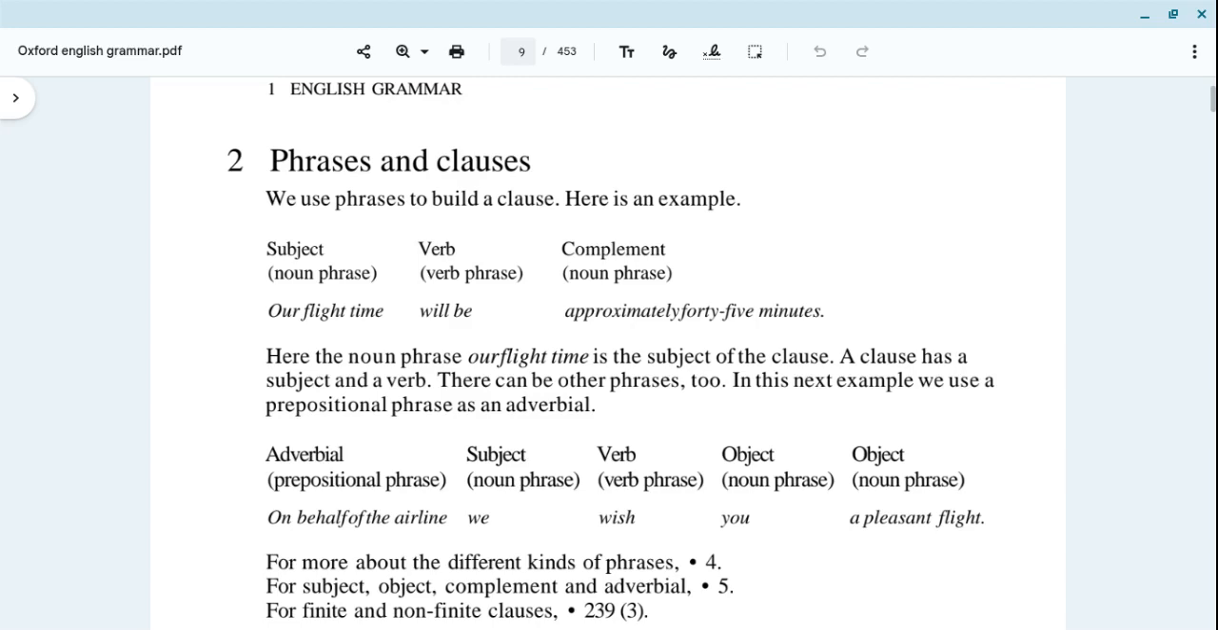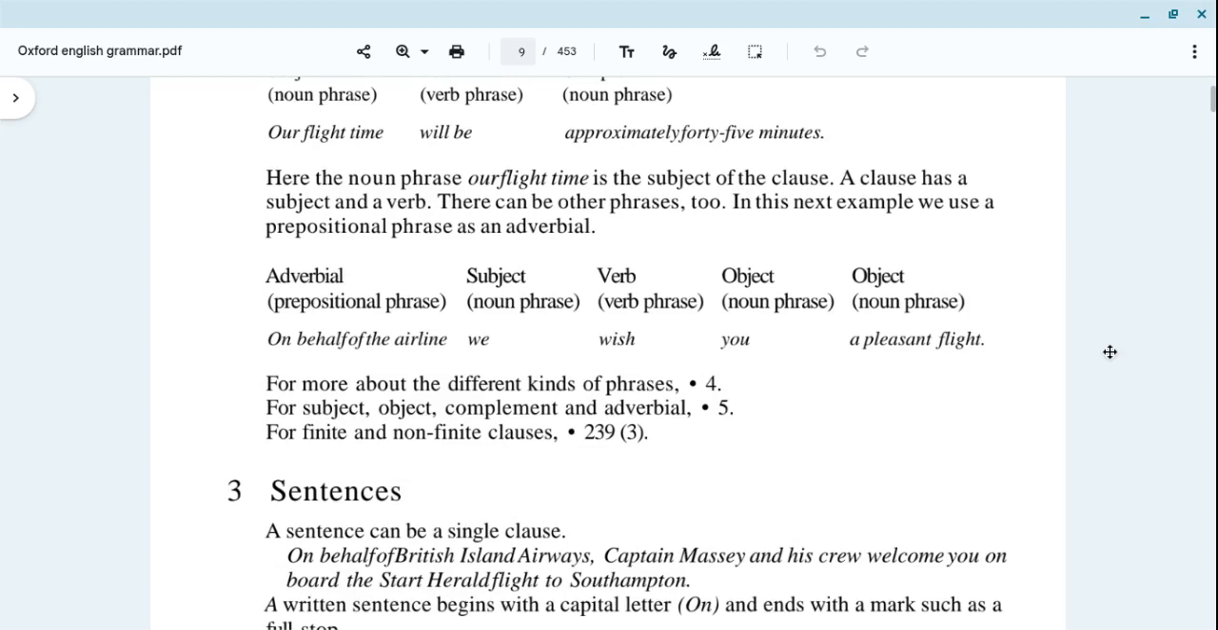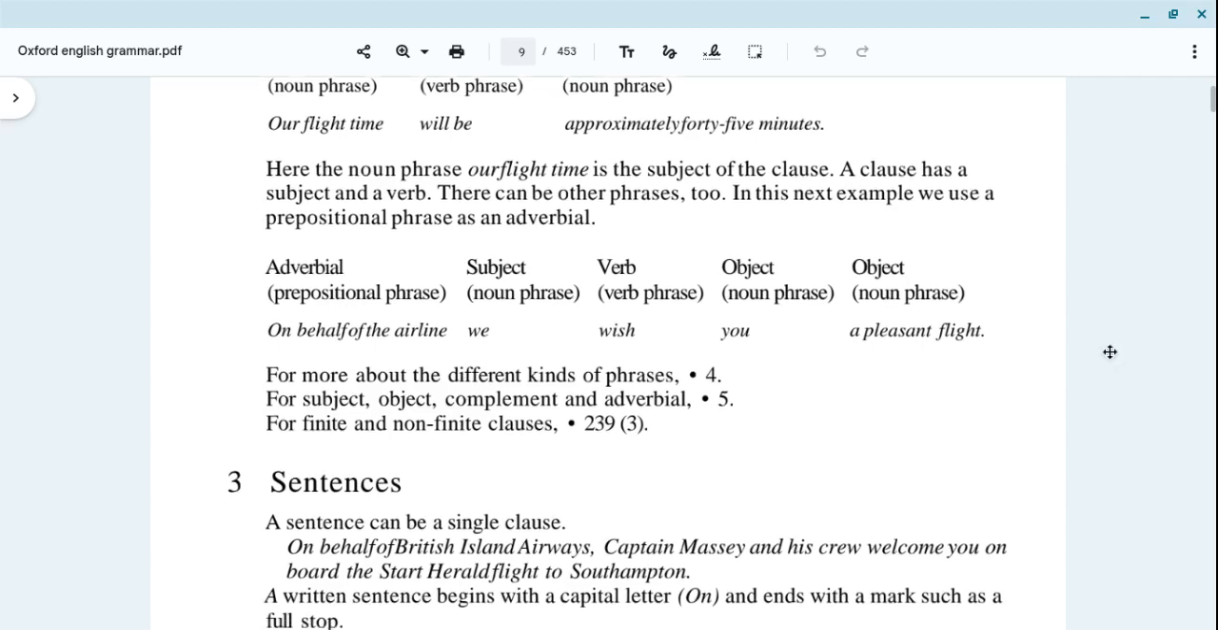There can be other phrases too. In this next example, we use a prepositional phrase as an adverbial. So let's go to the example. On behalf of the airline, we wish you a pleasant flight. So, adverbial, prepositional phrase: on behalf of the airline. Subject, noun phrase: we. Verb phrase: wish. Object, noun phrase: you. Object, noun phrase: a pleasant flight.